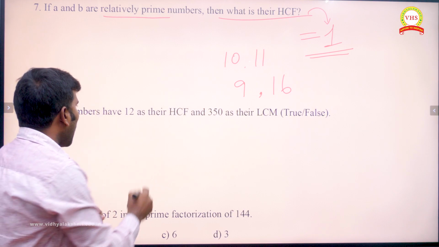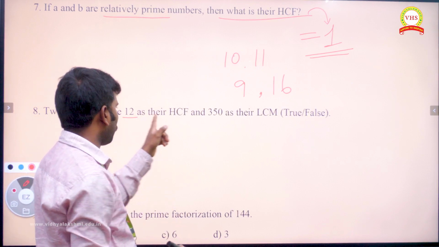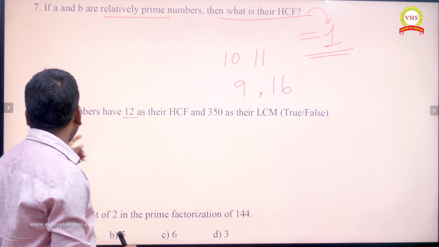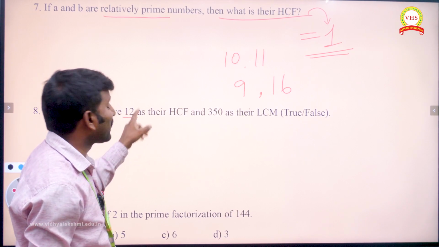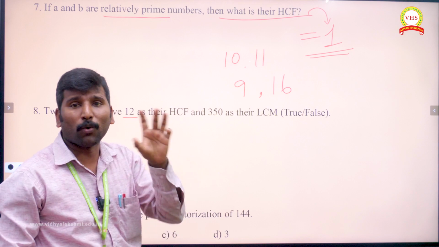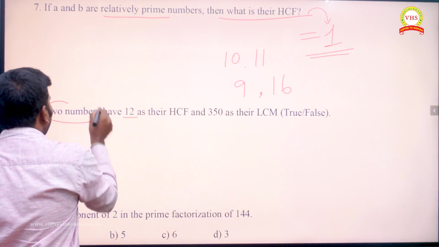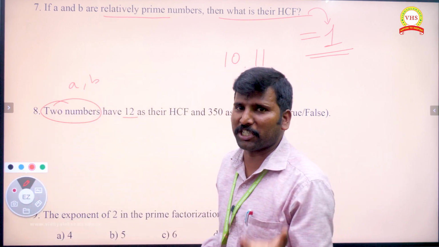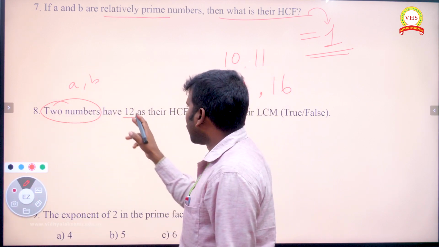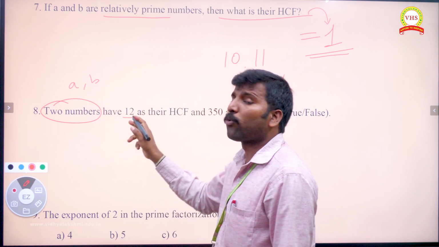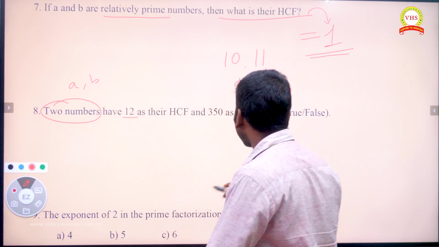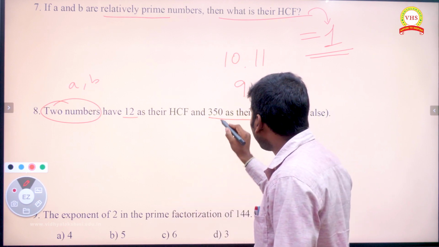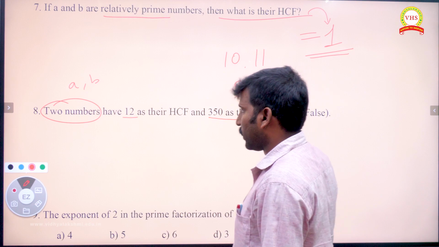Two numbers have 12 as HCF and 350 as their LCM, true or false. See, they are asking: two numbers have 12 as their HCF. We don't know what the numbers are, so we can take them as A and B. A and B can be any numbers, 3 digit, 2 digit or whatever. Those two numbers have HCF 12, and 350 as their LCM. Is it true or false?